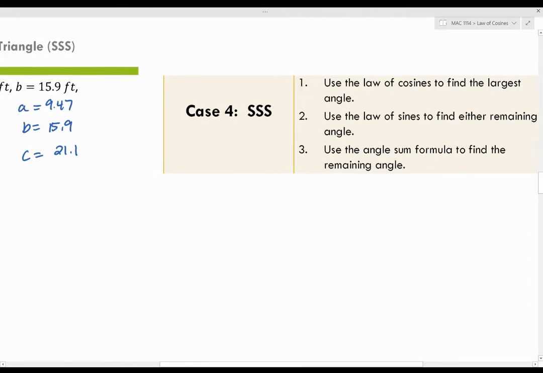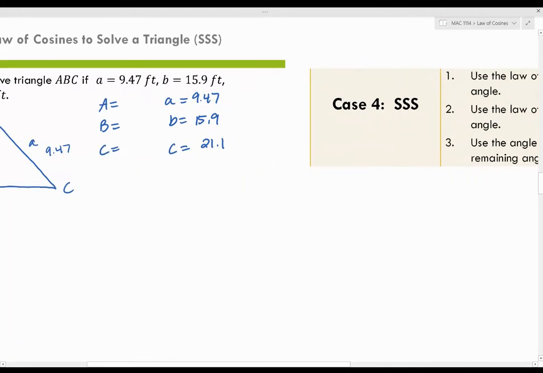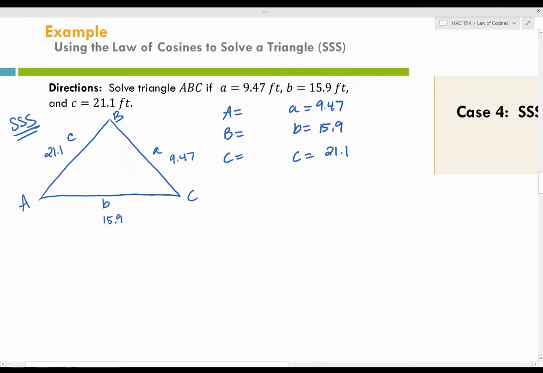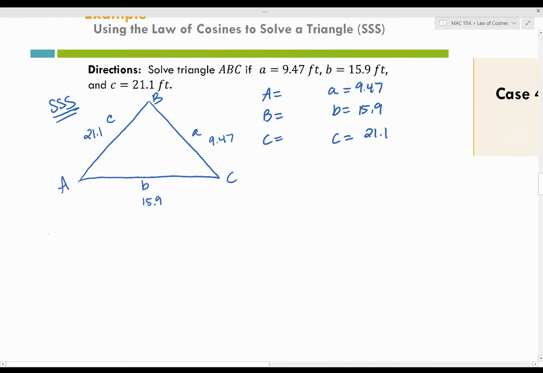Okay, so we're going to use the law of cosines to find the largest angle first. Now remember, even without knowing what the angles are, you can tell which one is the largest because it will be across from the largest side. Our largest side is c, so angle C has to be the largest. So we're going to find angle C, and in order to find it, we have to use the law of cosines. I know I have to use the law of cosines first because I don't have a matching pair, an angle and a side that's been given to me already.